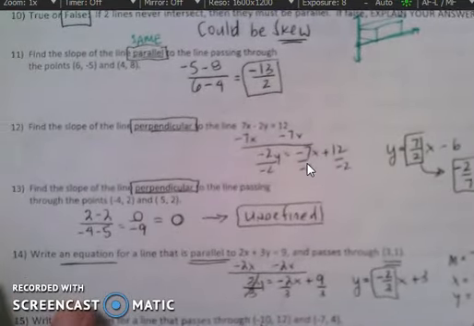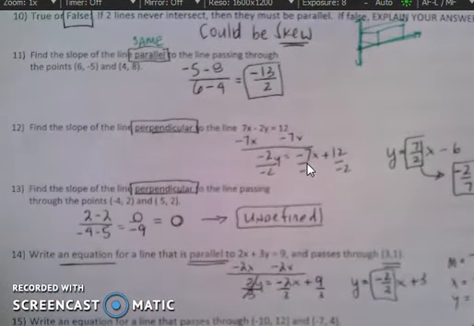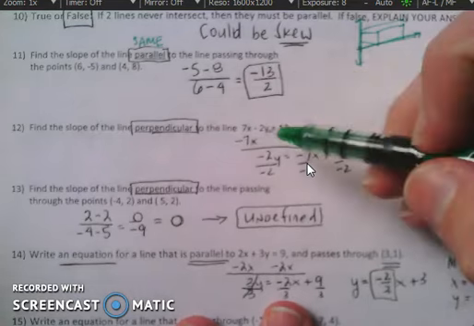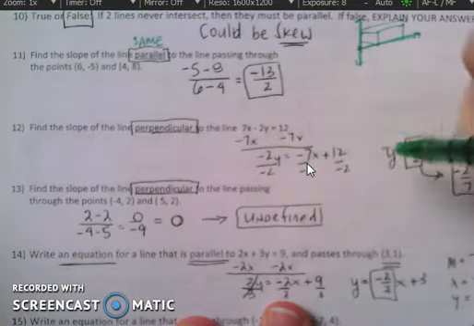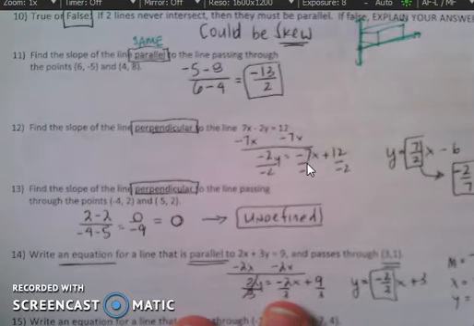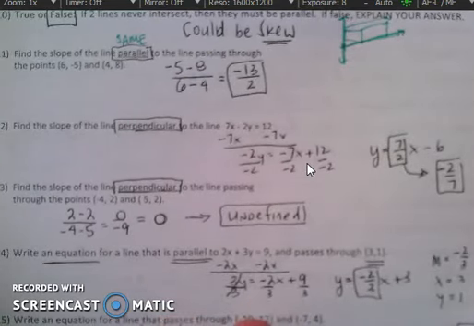Okay. Find the slope of the line perpendicular to this line. So the first thing we're going to want to do is find the slope of this line. So I'm going to subtract 7x from both sides, and that leaves me with this equation over here. I have to divide by negative 2, so I get 7 over 2. Perpendicular, I'm going to do the opposite reciprocal, so I get negative 2 over 7. Okay?